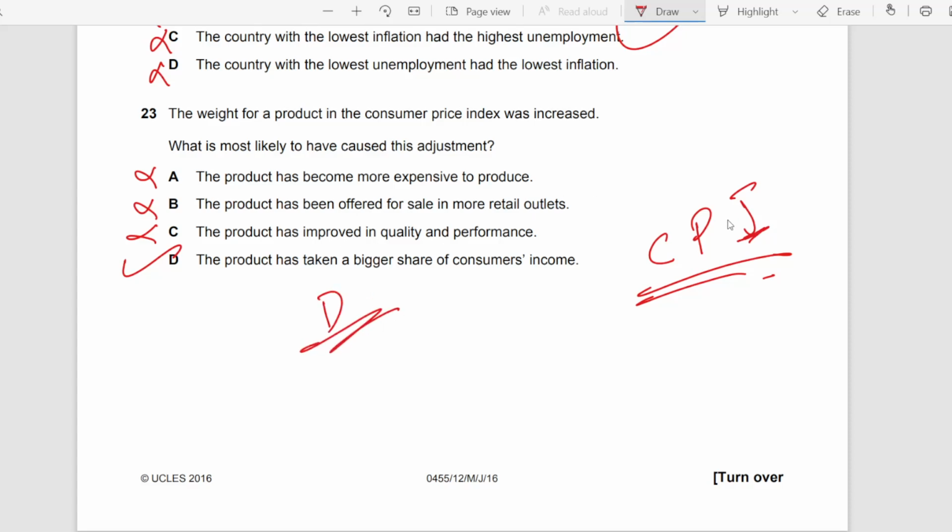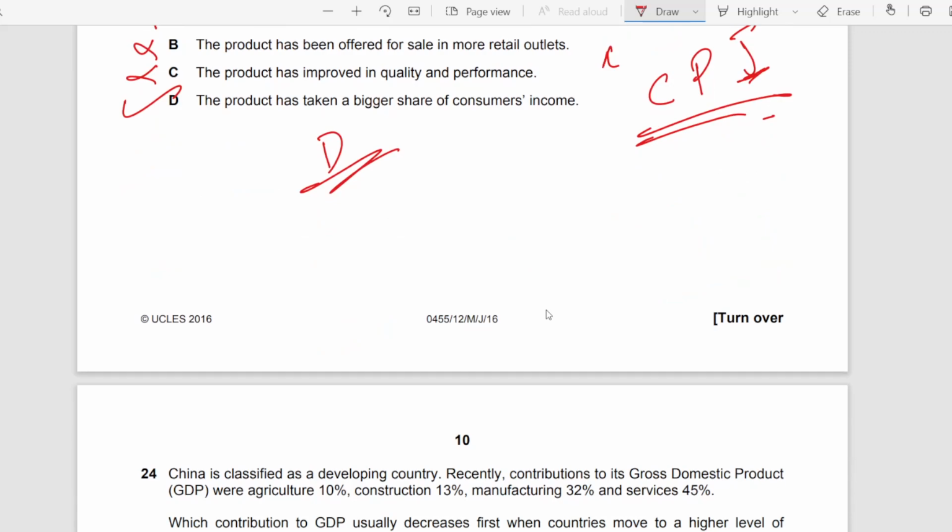Now I cannot explain the entire CPI concept to you. For that you will need to join the lectures. So D is the correct answer.